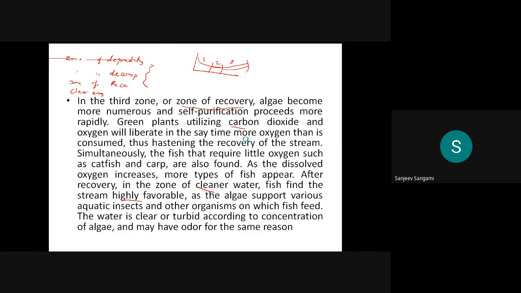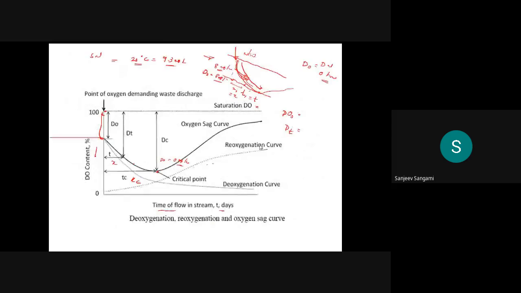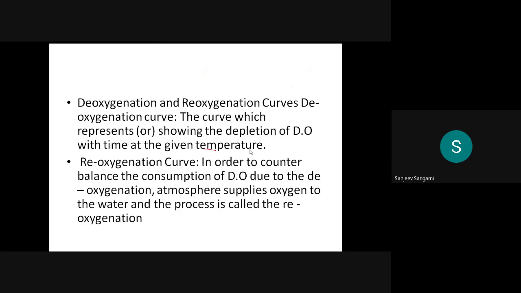In the previous class, we were discussing the different zones. The first zone is the zone of degradation. The second one is the zone of decomposition, then the zone of recovery, and the clear zone. Always you have to explain with that figure only. The figure which I showed, that is this curve. In this only you divide what will be the zone of degradation, what is the zone of decomposition, and what is the zone of recovery, and the clear zone.